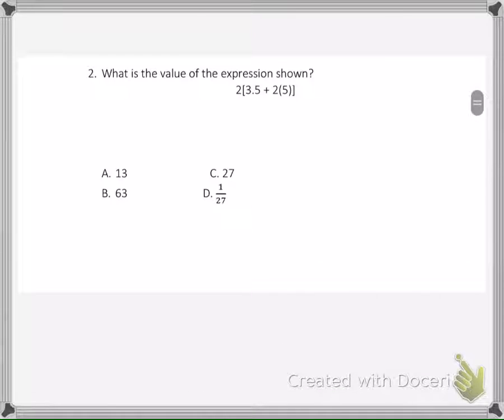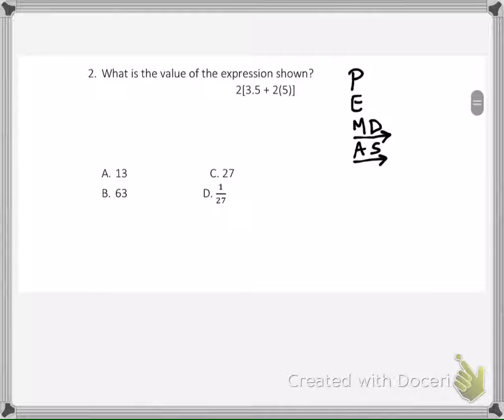Now, number 2, what is the value of this expression? We went over this in class during the review game, so I'm going to talk through the problem again so that you can see what we were talking about. First, this is an order of operations problem, so we need to remember the strategy that we talked about in class: please excuse my dear Aunt Sally. Multiplication and division, for my dear, are done in order from left to right. Same thing for addition and subtraction.